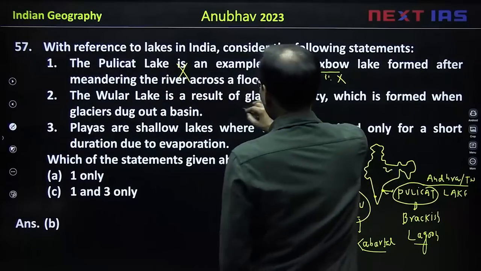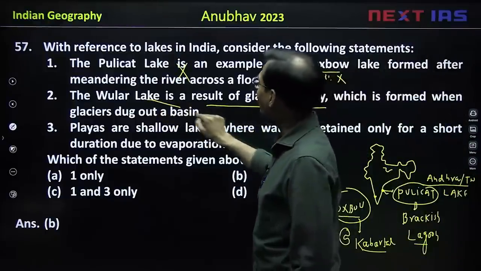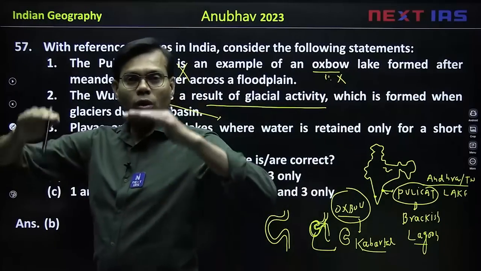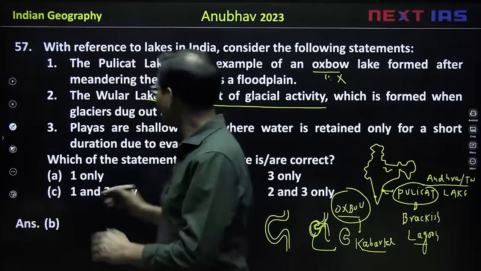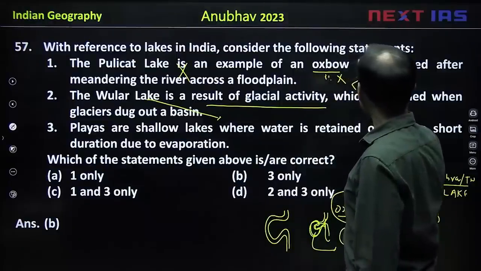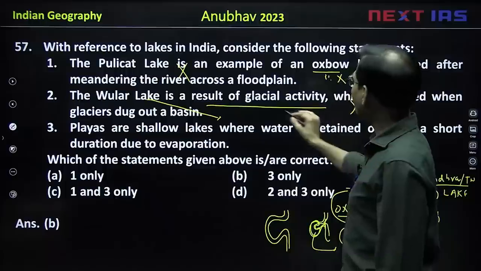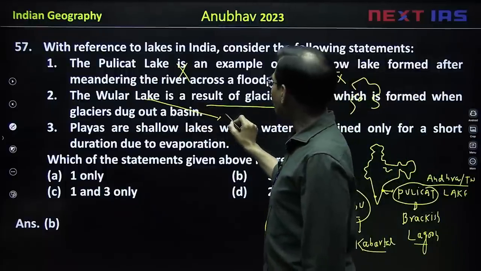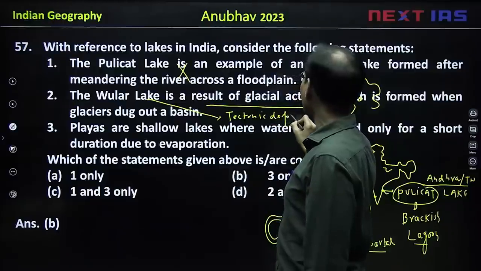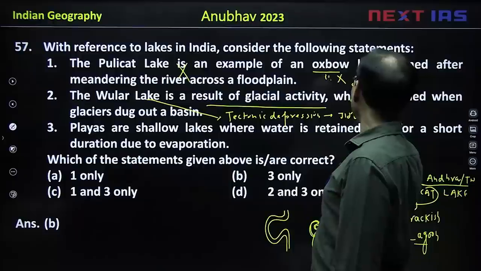So if I say that Wular Lake is a result of the glacier activity, it is the largest freshwater lake made by Jhelum River. And this particular area, Kashmir Valley, was tectonically formed. So a large depression got formed in early time. And Jhelum River in Jammu Kashmir is basically feeding this famous lake, the Wular Lake, west of Srinagar, the largest freshwater lake of India. And that is so large, it is tectonically built. A tectonic depression that got filled by the Jhelum River. So it is not a glacial lake.